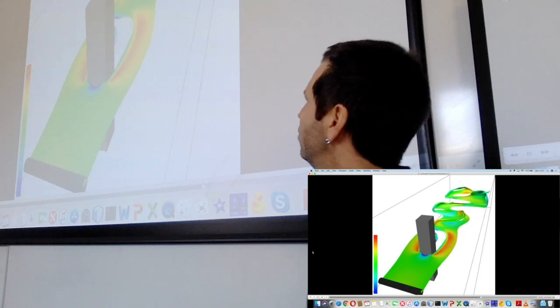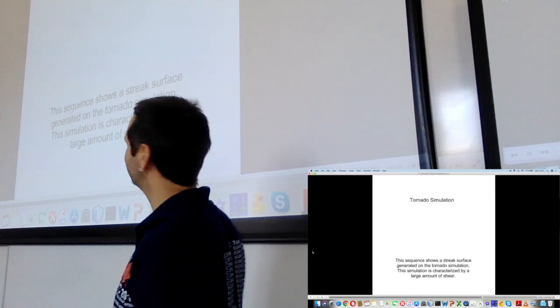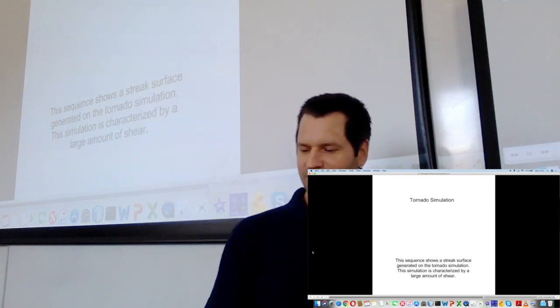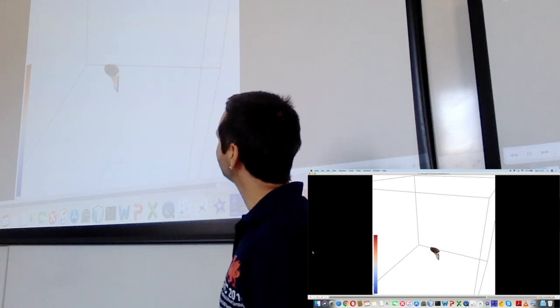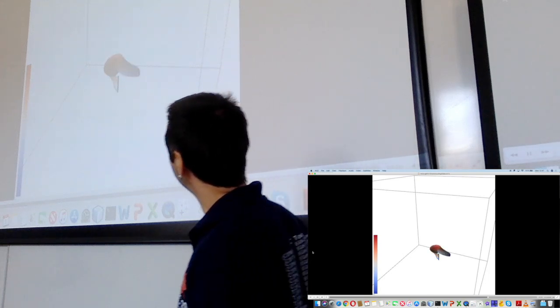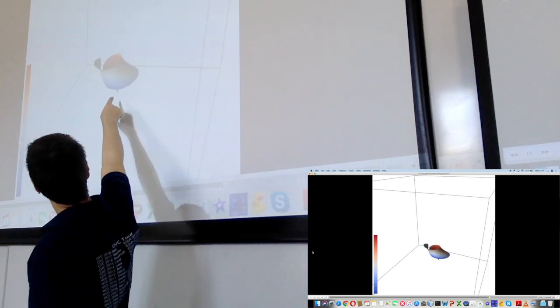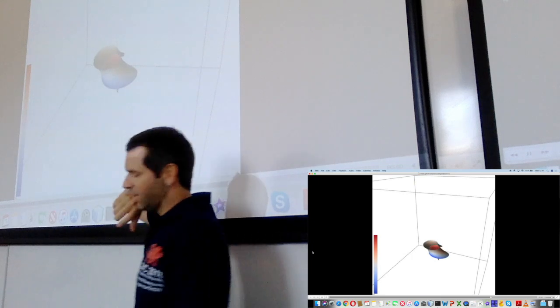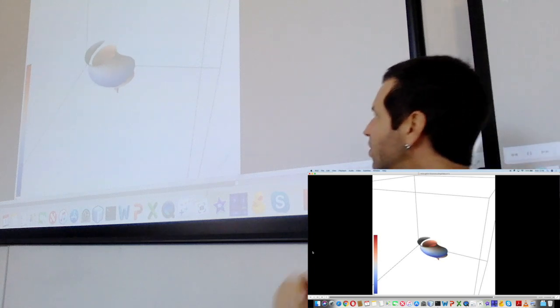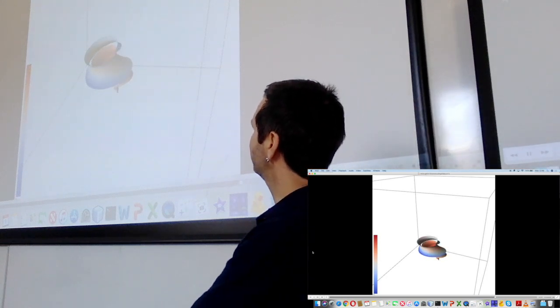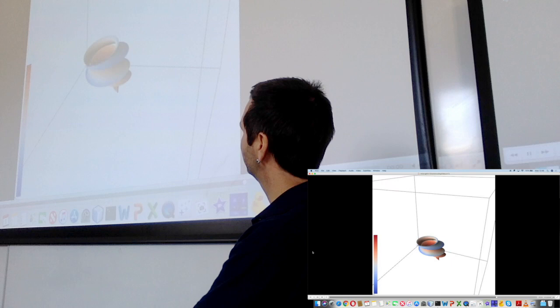What I always wanted to do is add sound to the video, like some sounds. We never got to that point. So that's a seeding curve. And that's what happens to the flow as we release the streak surface into the flow using that seeding curve.